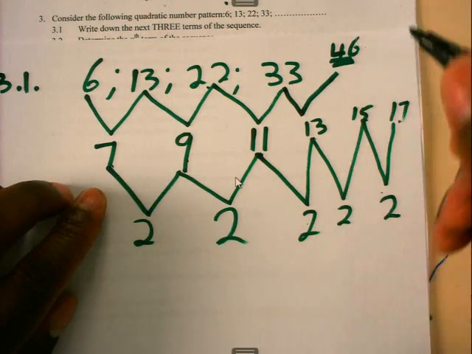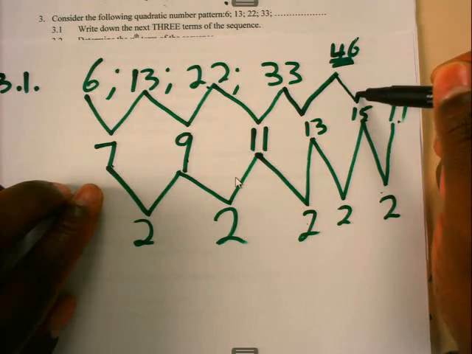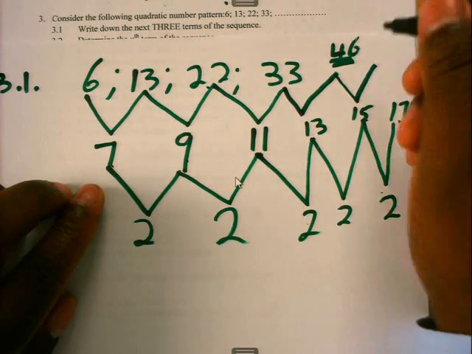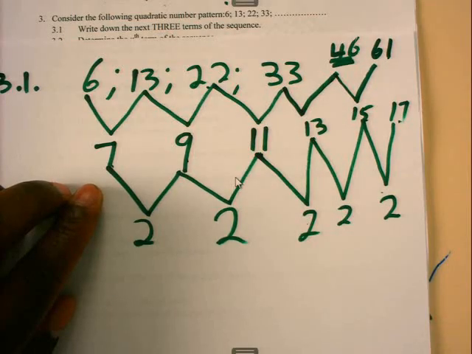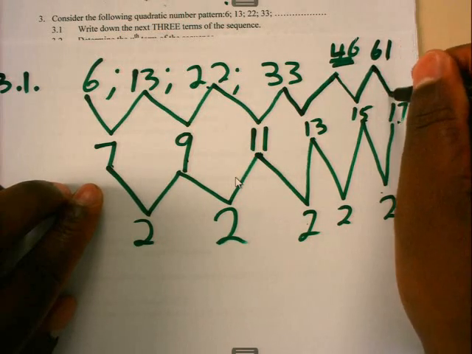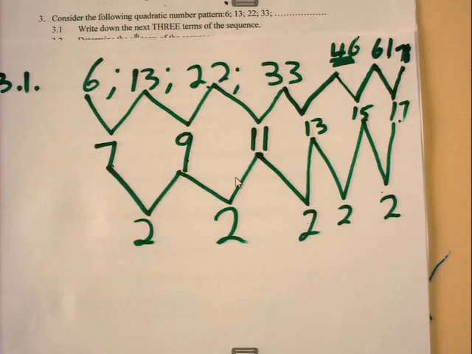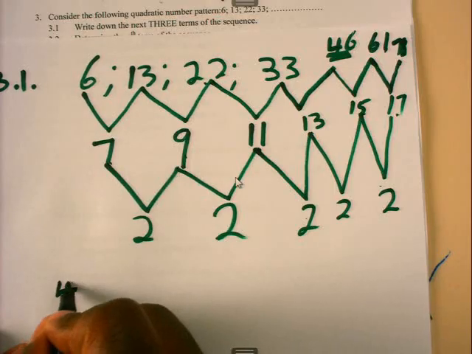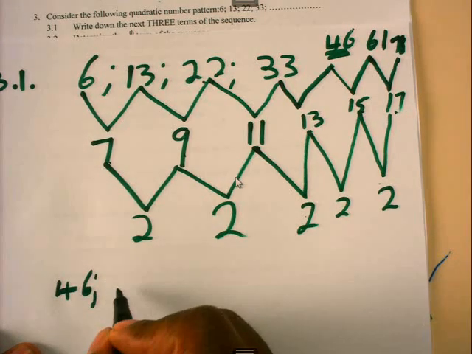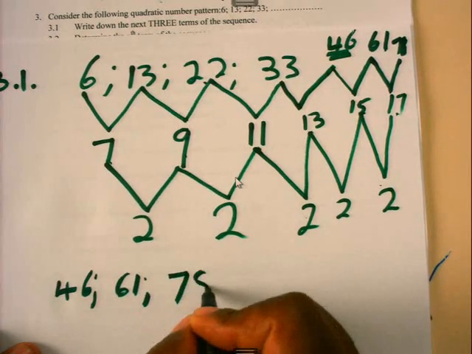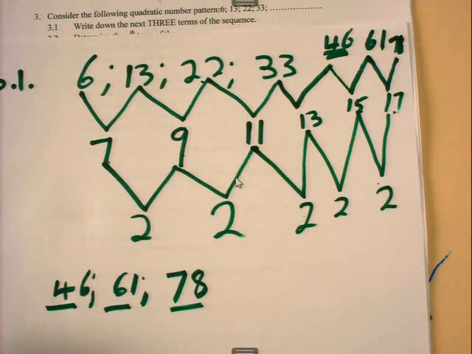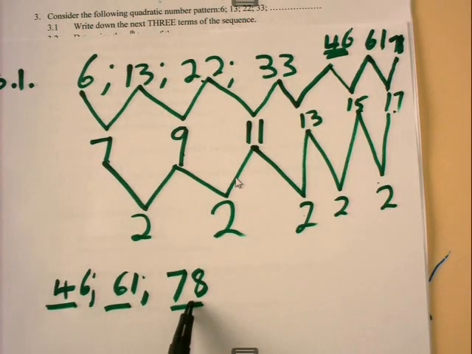Let's carry on. 46 plus 15, we just have to keep on adding, gives you 61. 61 plus 17 gives you 78. So if the question says determine the next 3 terms of the sequence, the next 3 terms are 46, 61, and 78.